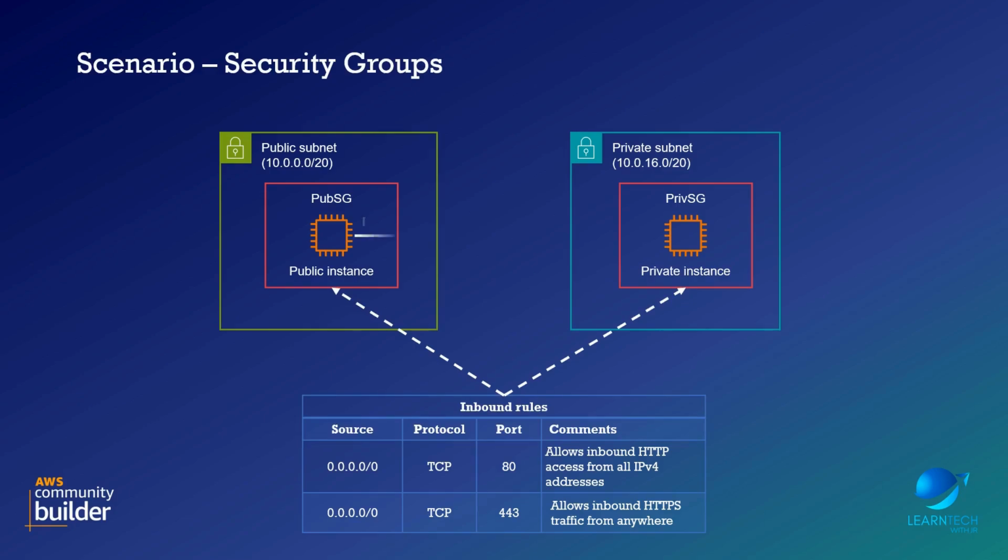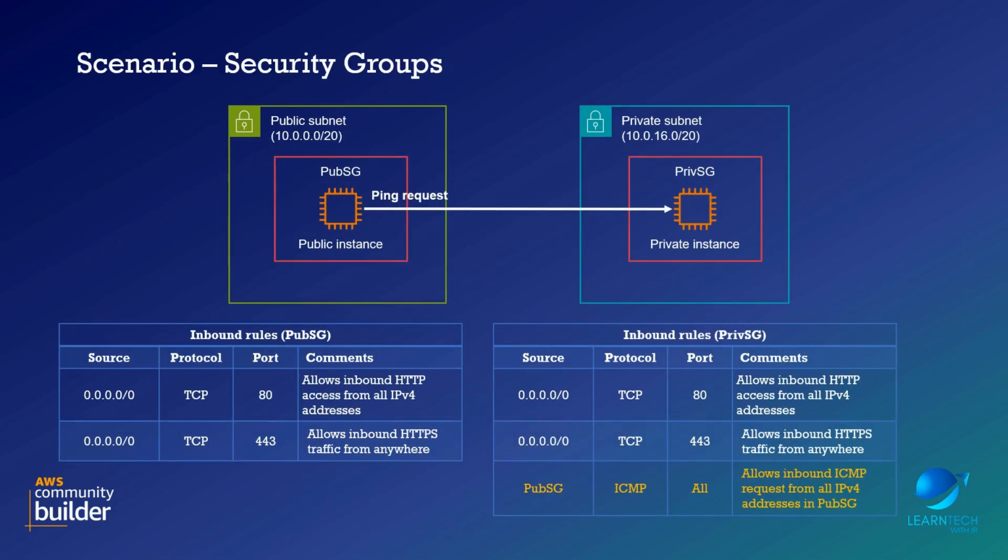Now our goal here is to initiate a ping request from the public instance to the private instance. So how can we do this? We will add an inbound rule to the private security group, indicated right here. And then right after this, we will experiment by removing this inbound rule, check if the traffic is blocked, and observe its behavior because it is a stateful firewall. Okay, let's jump into the AWS Management Console to see this in action.